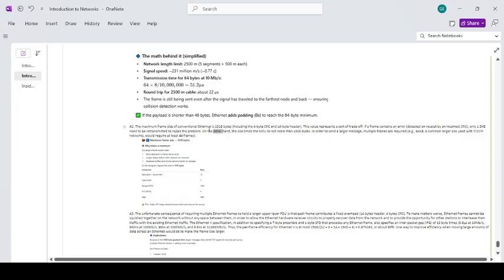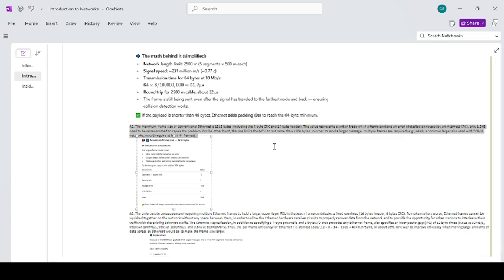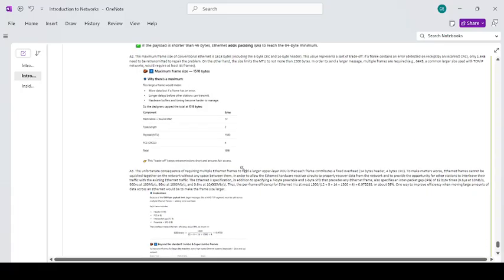The maximum frame size of conventional Ethernet is 1518 bytes, including the 4-byte CRC and 14-byte header. This value represents a sort of trade-off. If a frame contains an error detected on receipt by an incorrect CRC, only 1.5 kilobytes need to be transmitted to repair the problem. On the other hand, the size limits the MTU to not more than 1500 bytes. In order to send a larger message, multiple frames are required. 64 kilobytes, a common larger size used with TCP/IP networks, would require at least 44 frames.